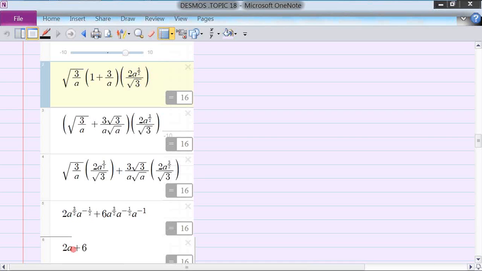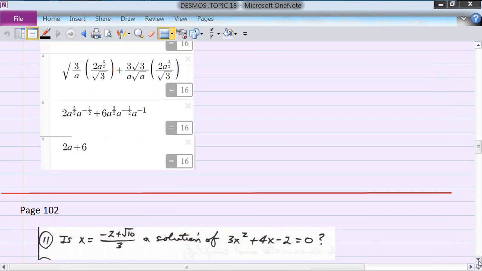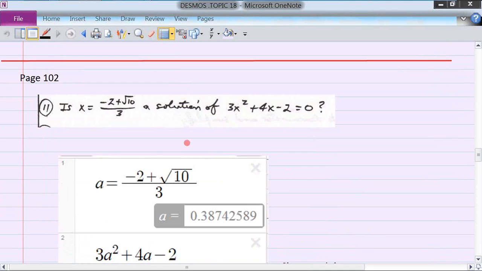Now, 3 halves minus a half gives me 1, so I get 2a to the 1. I don't need to put the 1 in. 3 halves minus a half is 1 1/2 minus a half is 1. 1 minus 1 is 0, so I have a to the 0, which is 1. So I'm just going to leave a 6 here. In other words, the 3 halves, the minus 1/2, and the minus 1 sum to 0. A to the 0 is 1, so I don't need to put it in. I'm only left with the 6. So you can see that we can simplify that problem quite easily.